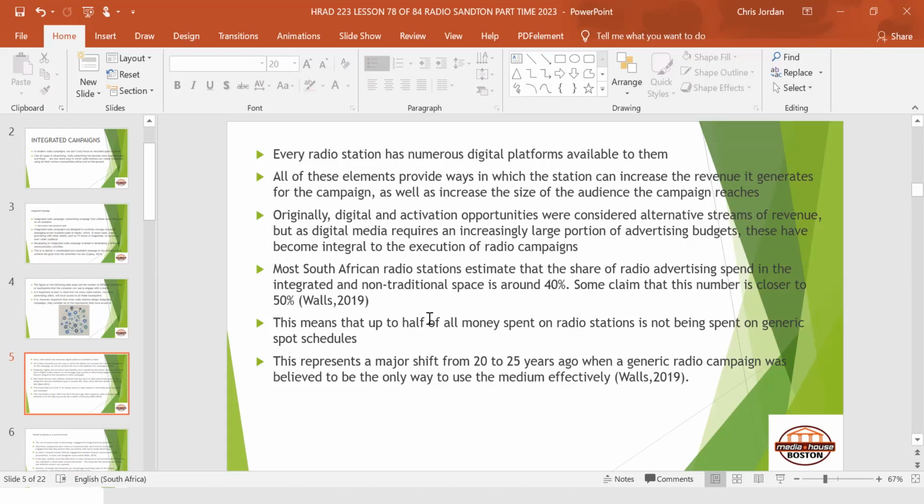Most South African radio stations estimate the share of radio advertising spend in the integrated and non-traditional space at around 40%. Some claim that this number is closer to 50%. It seems realistic that we don't want to let go of what's happening in terms of what you want to advertise on air, because that is where your listener is at.